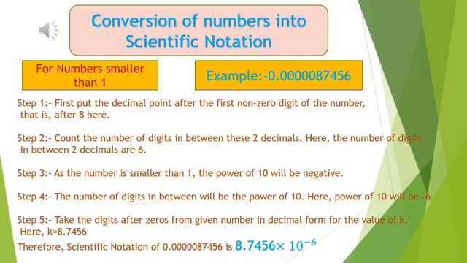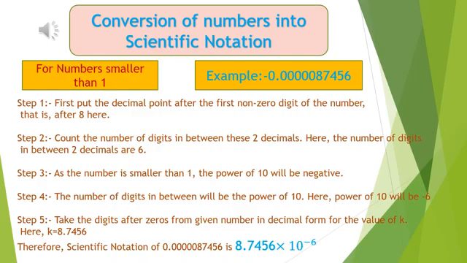See, in your earlier example, there was no decimal point, but in this type of number, there is one decimal already given, that is 0 point. It means one decimal is given and you have to put one decimal more, that is, you need two decimals. So for another decimal, what will you do according to step number one? Step number one is first put the decimal point after the first non-zero digit of the number.